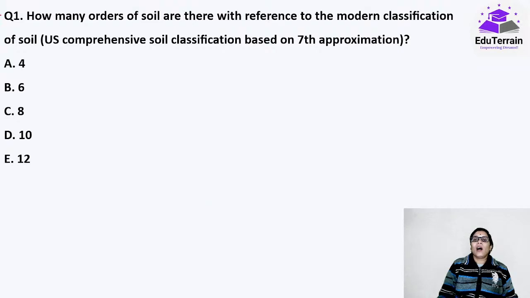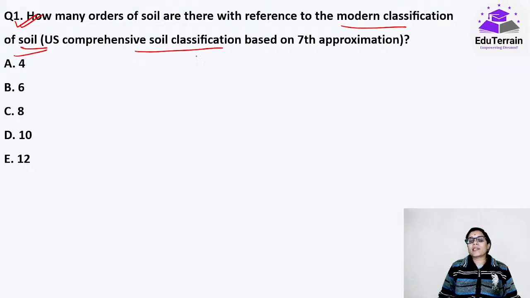So the first question: how many orders are there in the soil? That is soil classification as per the modern classification of soils, which is given by the USDA, United States Department of Agriculture, which is called the US comprehensive soil classification, which is based on the 7th approximation. That is, पहले उन्होंने start किया, तो उसके बाद various countries they kept on sending the details of their countries' respective soils and all that. Based on all that relevant data, they kept on updating that, and the latest updation is of 7th approximation. That is, उसके बाद ज़्यादा कुछ हुआ नहीं है उसमें changes.